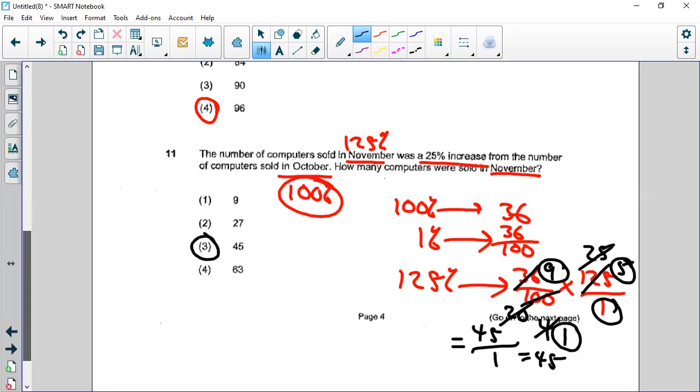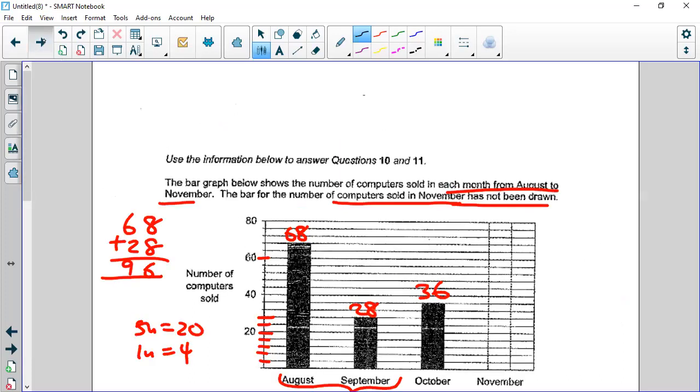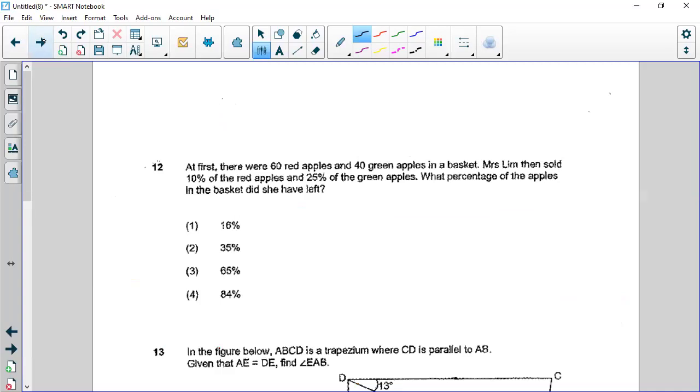Question 12 is percentage again. It can be very confusing for this question. So how do we make it a bit simple? This is how you do it. At first, there were 60 red apples and 40 green apples. Mrs. Lim then sold 10% of the red apples. What is the 10% referring to? It's referring to the red apples, which is 100%. All the red apples is 100%.